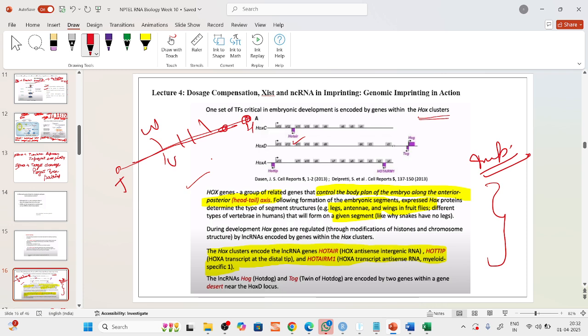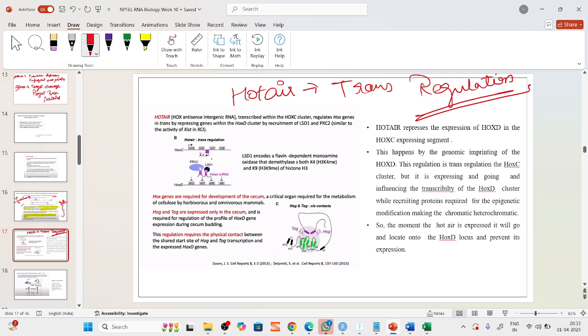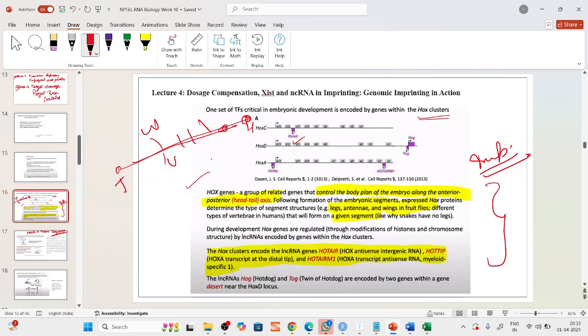Then we have studied about the Hox genes, how Hox genes are involved in body patterning, and any mutation in the Hox genes is involved in homeotic transformation. And these Hox clusters are nothing but the long non-coding RNA genes. Okay.